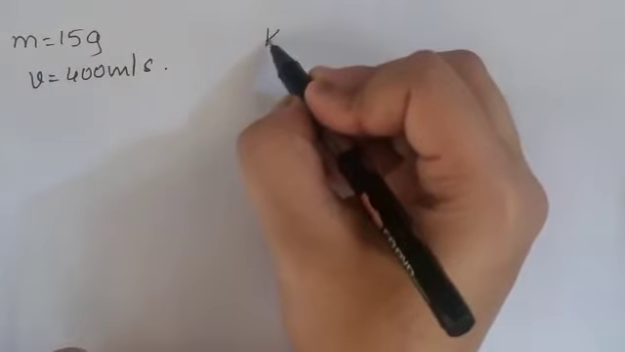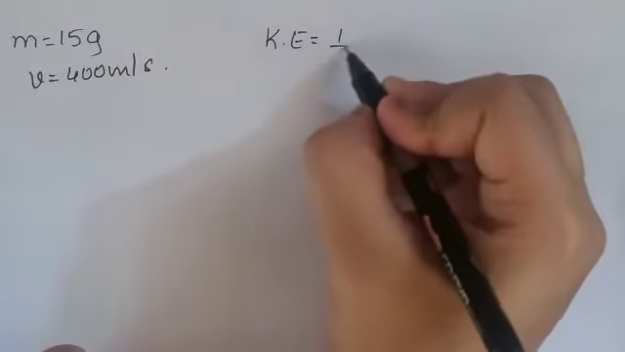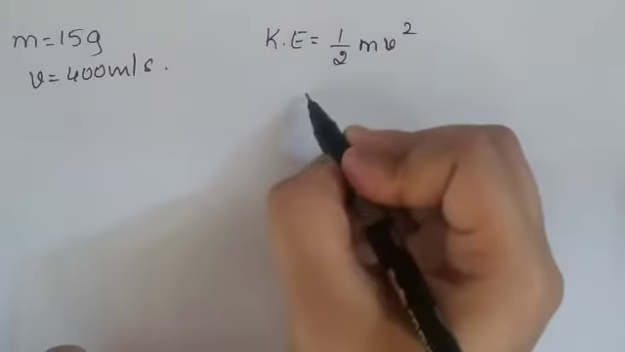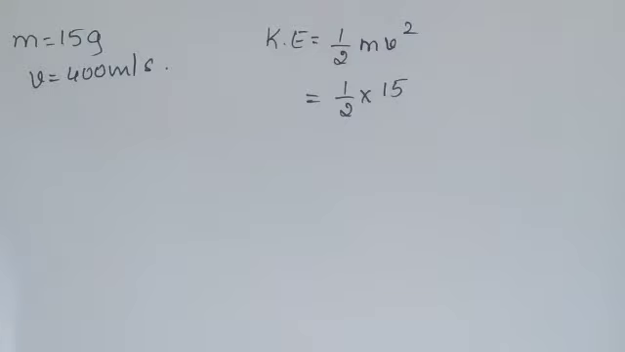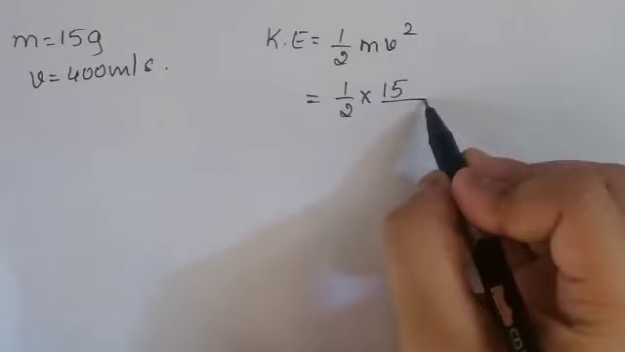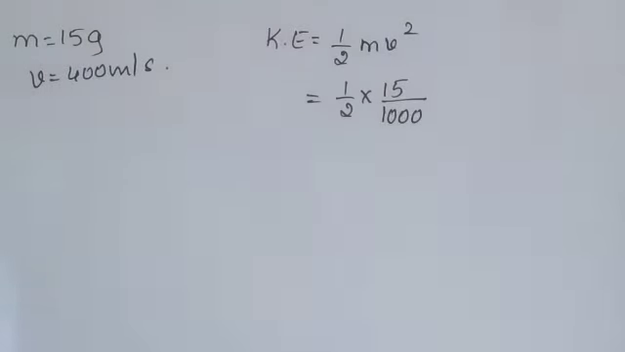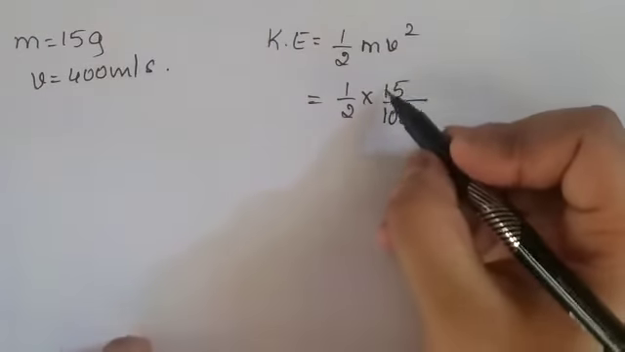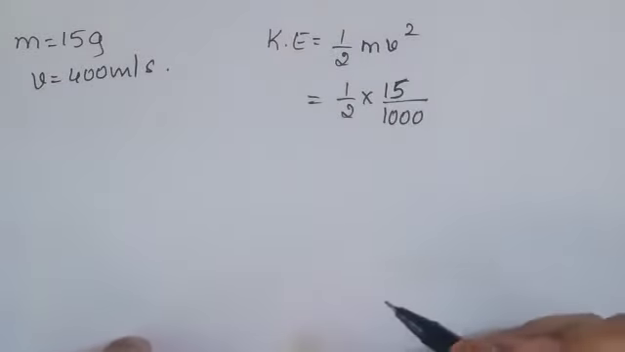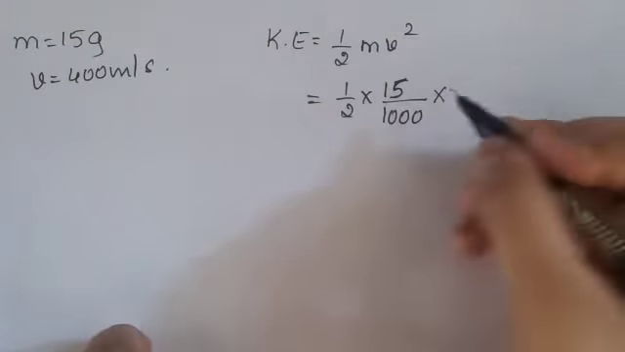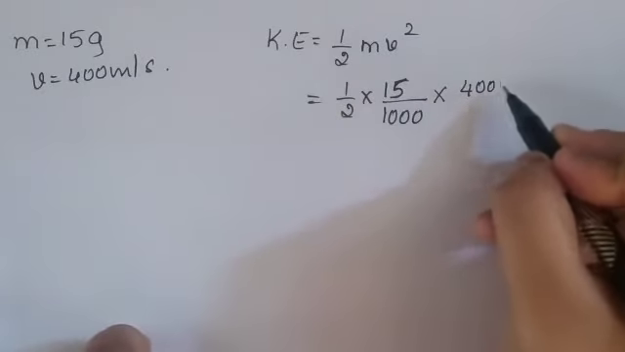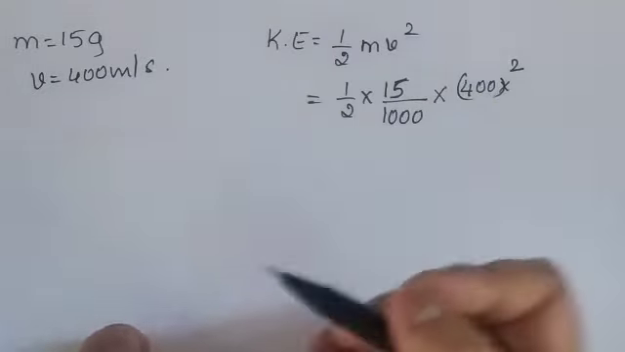Now let us simplify. Kinetic energy we'll find out equals half mv square. That is 1 by 2, mass is 15 gram. While converting, you have to convert to kg. So I'll write 15 divided by 1000, okay, 1 kg is equal to 1000 gram. Here I have to divide because I want to convert the gram into the kg. So that is 15 divided by 1000 into velocity 400, or I can write 400 whole square.